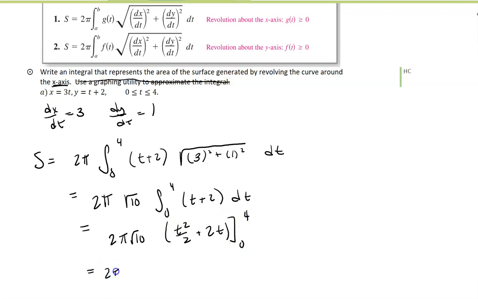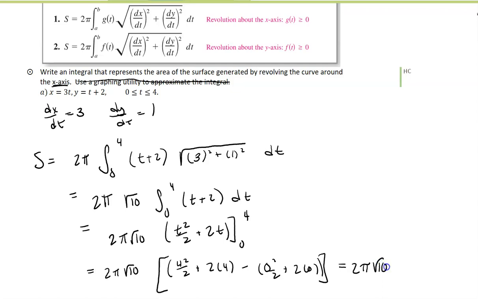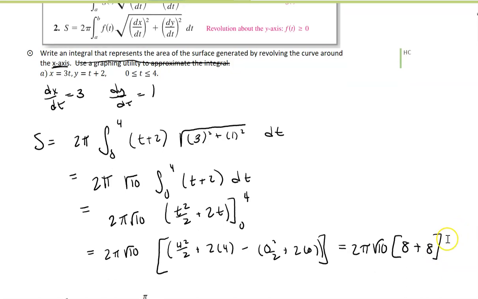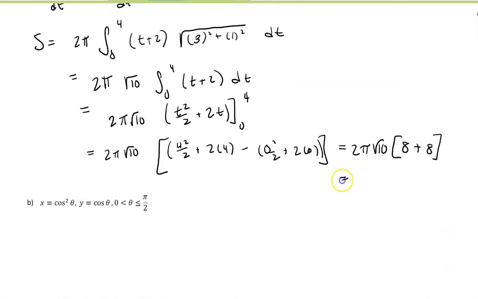So I get 2 pi square root of 10 times 4 squared over 2 plus 2 times 4, minus 0 squared over 2 plus 2 times 0. So that gives me 2 pi square root of 10 times 16 over 2 plus 2 times 4, minus 0, of course. And that's 2 times 16, which is 32 pi square root of 10. And that will be my surface area, so that's going to be units squared.